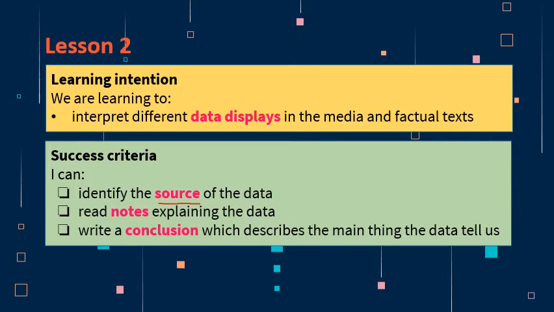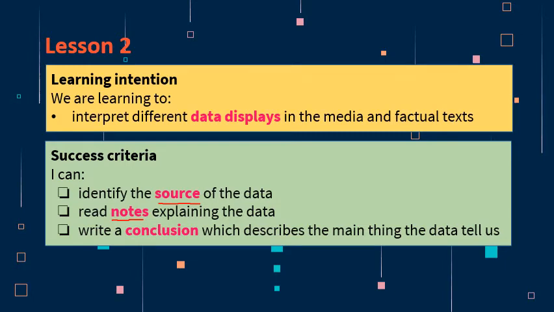Any good data should tell you its source. It might either be on the graph or it might be written underneath it. Then the next thing I'd like you to focus on is reading any notes that explain the data. Now this can have a really big effect on what the data actually means. It's really about reading the fine print.